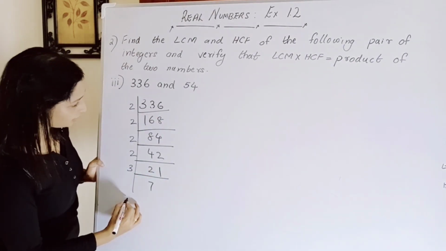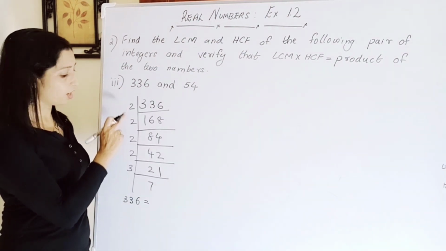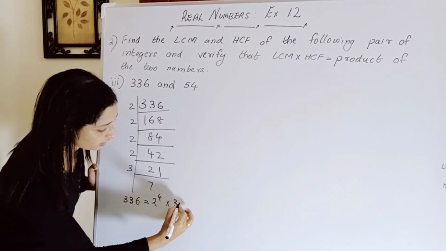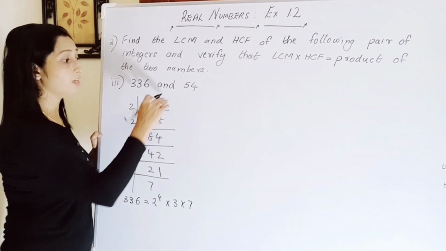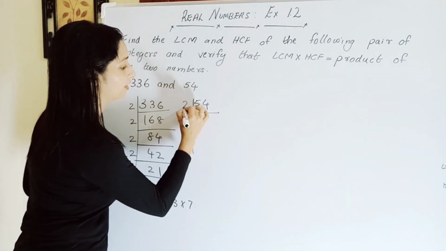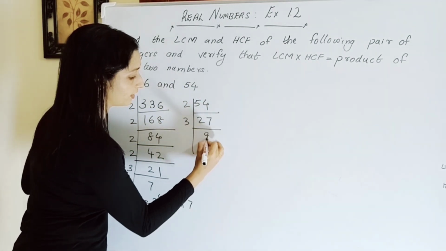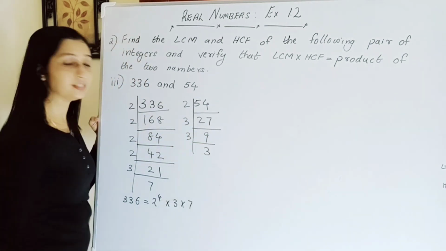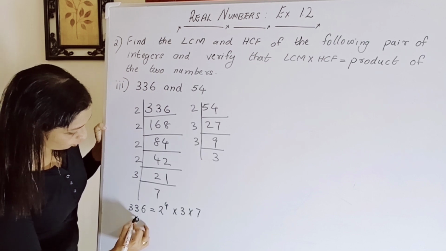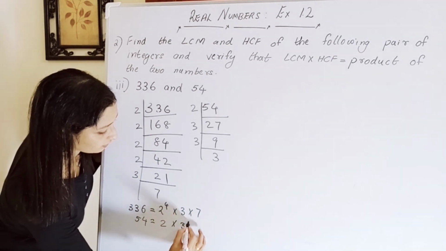So how do you write 336? You can write it as 2 raised to 4 into 3 into 7. So now let's find out the prime factorization of 54. How do you get that? Again by 2, you get 27, by 3 you get 9, again by 3 you get 3. So how do you write the prime factorization of 54? 54 is equal to 2 into 3 cube.